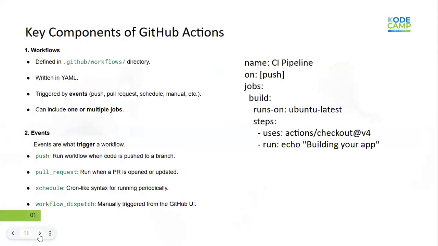Anyways, key components of GitHub Actions. We'll look at this when we're going through it. You see workflows. Workflows, the YAML files, are defined in the .github/workflows directory, written in YAML, and triggered by events. There's what they call events: a push event, a pull request event, a schedule event, a manual event. A workflow can include one or multiple jobs. Now, with events, you can set your pipeline to trigger on push.